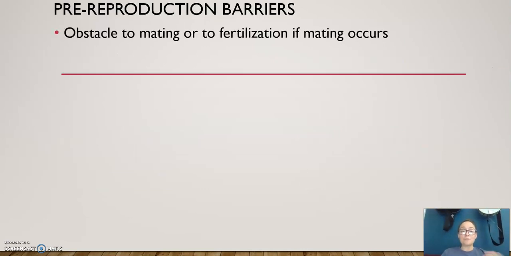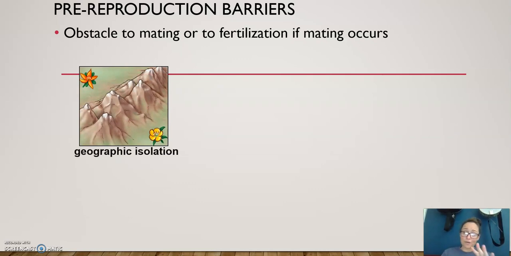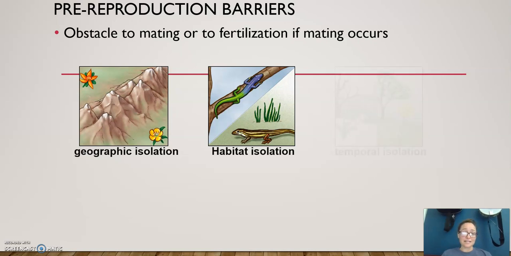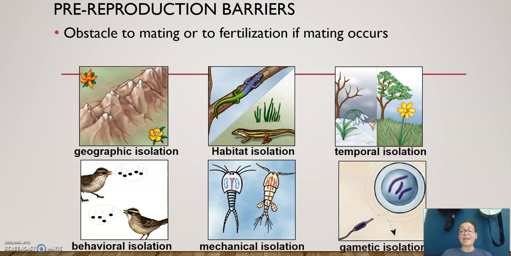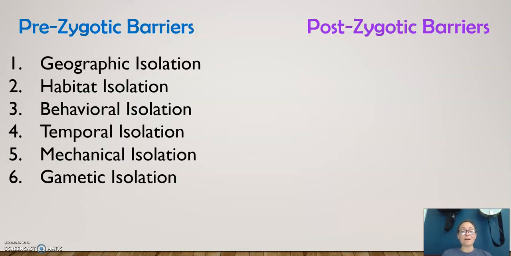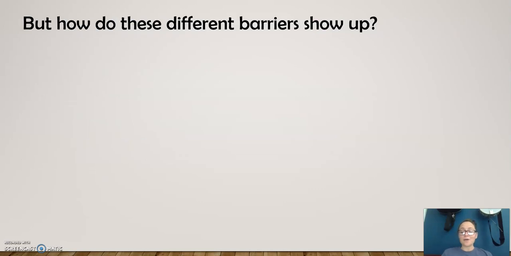So when we look at pre-reproduction barriers, this is going to be an obstacle to mating or to fertilization if mating occurs. Now, in my class, you have 5 to write down. Geographic isolation, I don't consider a true pre-zygotic barrier. It may lead to other pre-zygotic barriers, but geographic isolation is one of them. We have habitat isolation, temporal isolation, behavioral isolation, mechanical isolation, and gametic isolation. We're going to talk about each of these with a few examples. And so here are our pre-zygotic barriers. And then after we finish those, we'll go into our post-zygotic barriers.